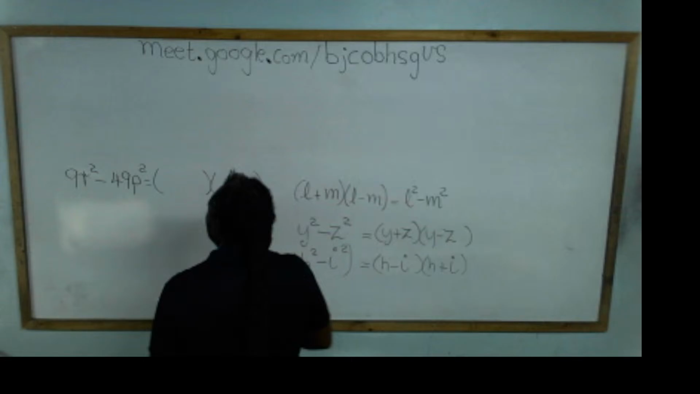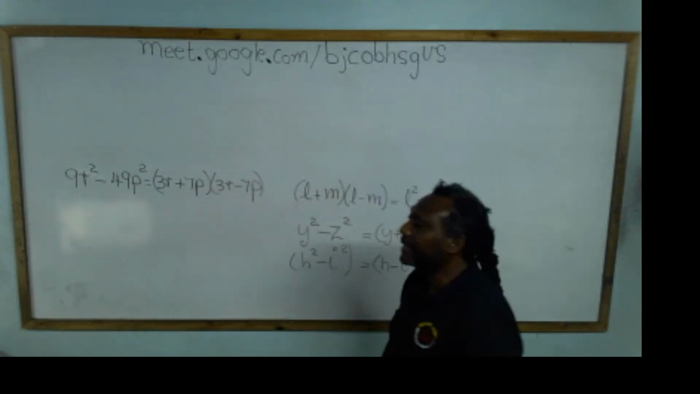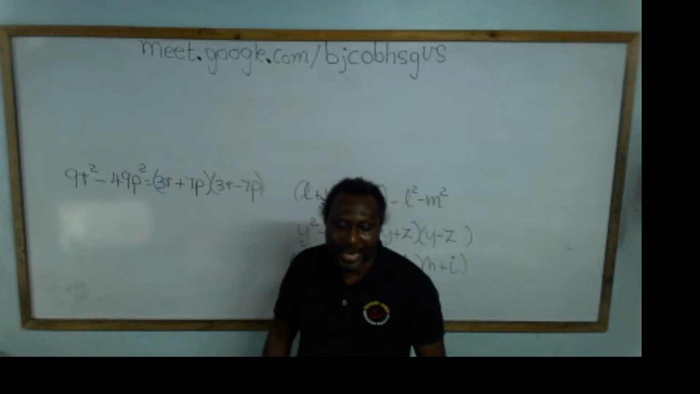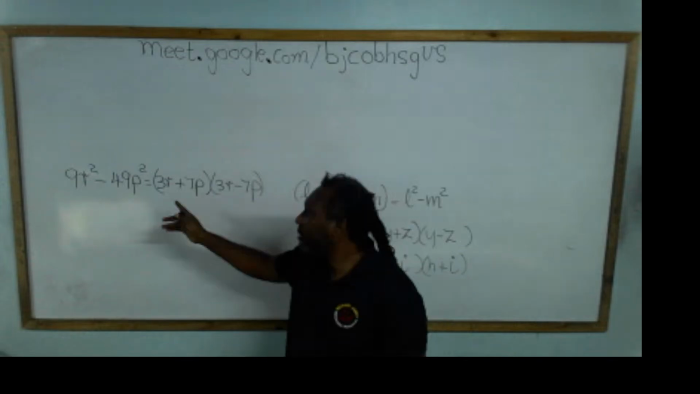Nine is the square of 3, so that's going to be 3R. Plus 49 is the square of 7. So it will be like that. And the next one will be 3R minus 7P. Do not forget that it's not just the P and the R that are squared, but the numbers are squared also. And I'm going to do another one before we turn you over to the board.